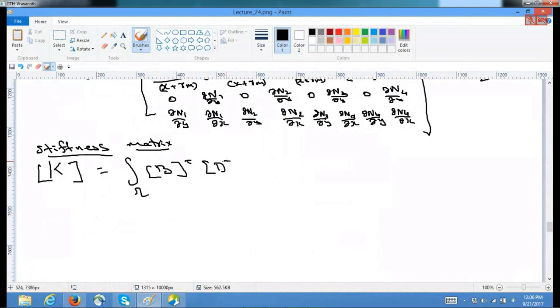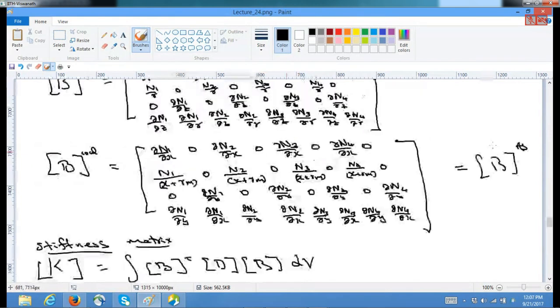Since you know all the entries here, the entries of N, you know ∂N/∂x, you can compute each and every entry of it and keep it here, find the transpose, put it here, from the above get the D matrix, put it here, again take this B matrix, put it here, multiply it and integrate with respect to dV. Now what is dV? In this case dV is nothing but r dθ dr dz.